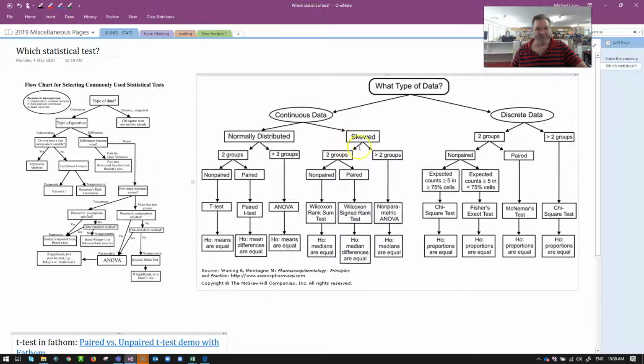If you can't be sure or confident that it's normally distributed, there's no previous studies showing that you expect the population to be normally distributed, or you just want to be more conservative, you may say, well, I can't guarantee that it's normally distributed, so I'm going to assume that maybe it's a skewed distribution of data and go from there.